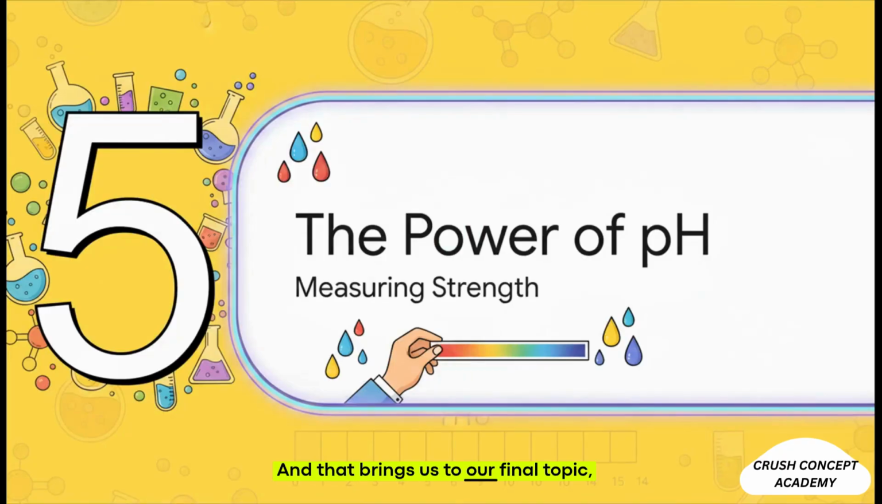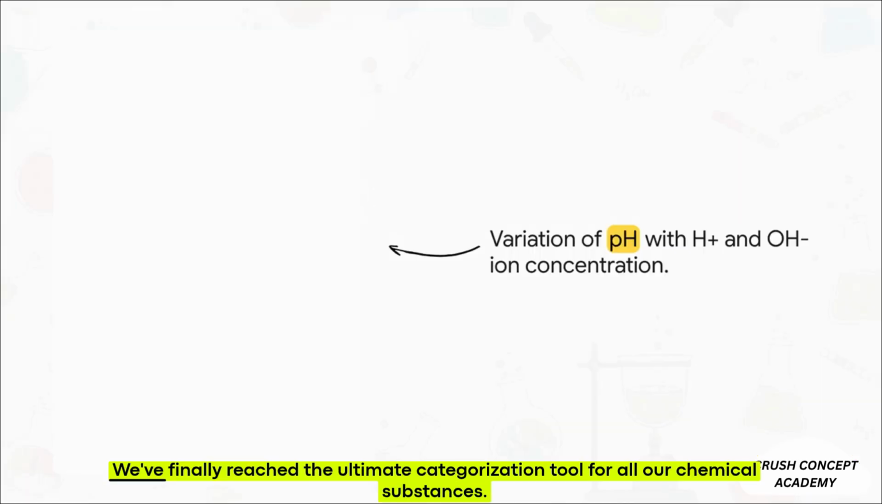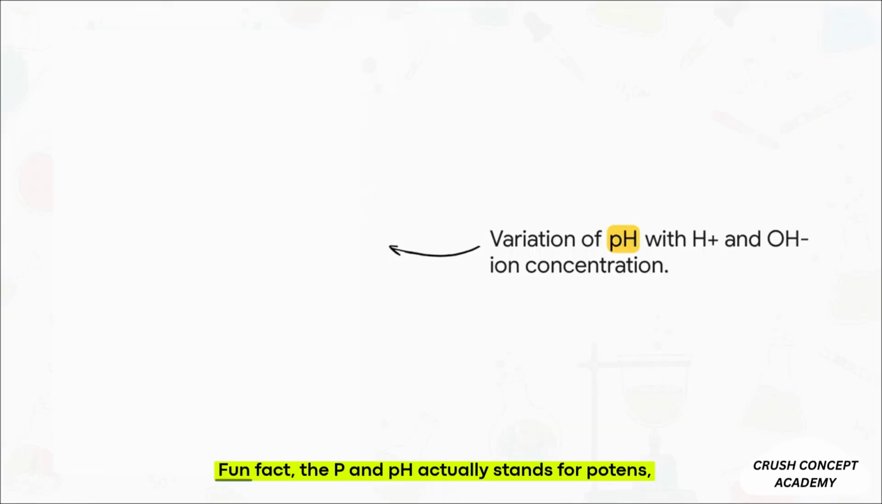And that brings us to our final topic, Section 5, the power of pH. We finally reached the ultimate categorization tool for all our chemical substances. Fun fact, the P in pH actually stands for potens, which is German for power, so we're literally measuring the power of hydrogen. It's a scale that runs from 0, which is insanely acidic, all the way up to 14, which is highly alkaline or basic. Right in the middle at 7 is perfectly neutral.